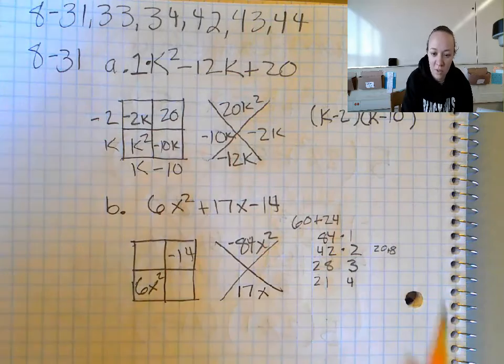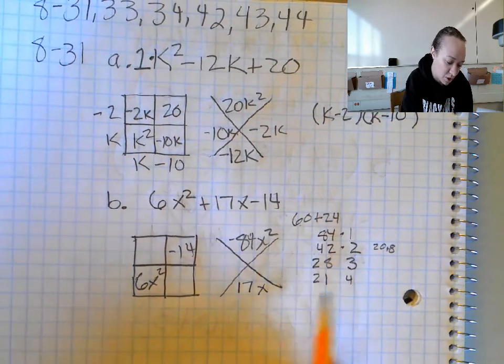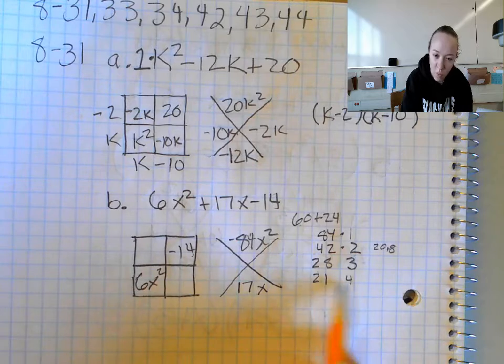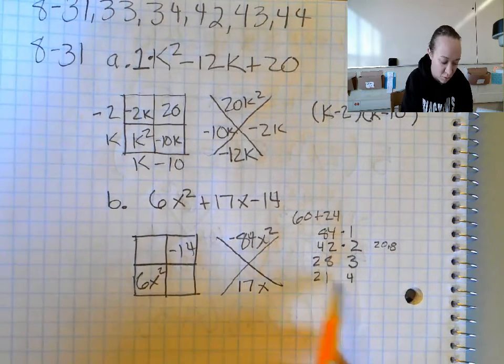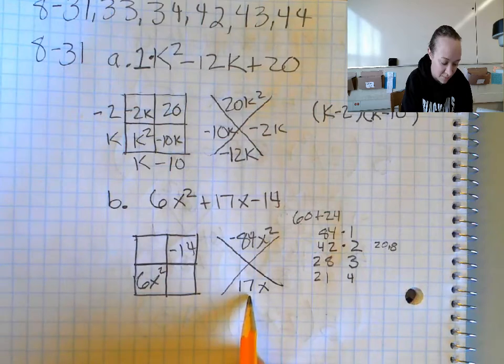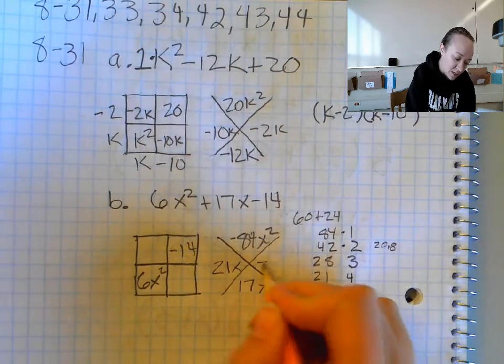So factors here were a little bit tricky. So I've got 84 and 1, 42 and 2, 28 and 3, 21 and 4. I know one of them needs to be negative to make it a negative up here. And if I subtract these, I could get a 17. So that means the 21 is positive and the 4 is negative.